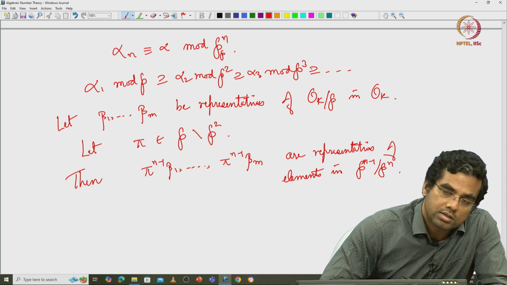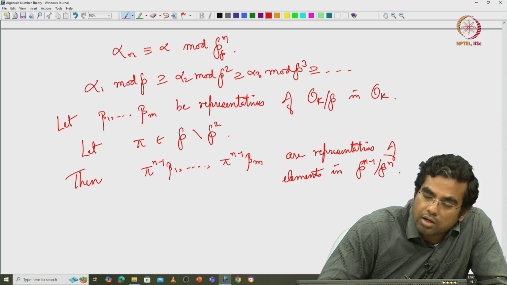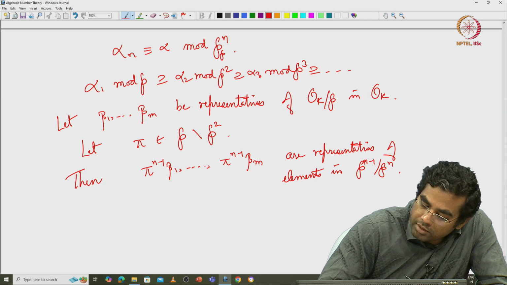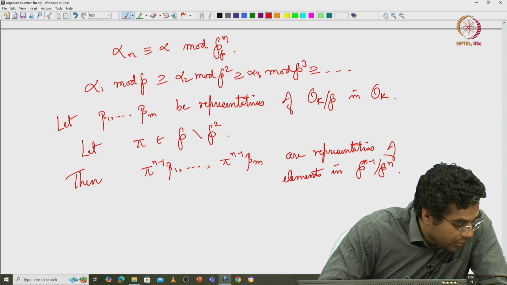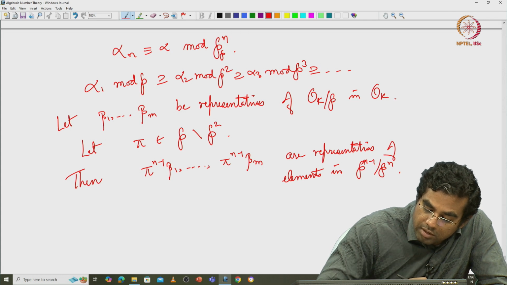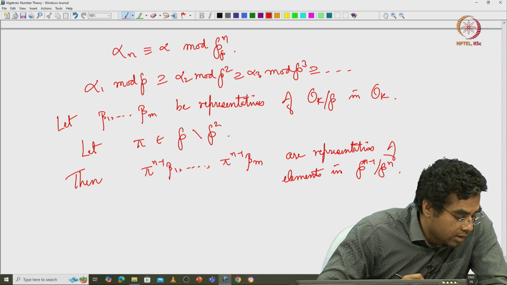Okay. There is an isomorphism between O_K mod P and P to the n minus 1 mod P to the n. Right. We looked at this a long time ago, and so that gives you this statement. It is not entirely clear if you do not remember that. So I encourage you to prove this yourself, or at least deduce it from what we have done before. Okay.